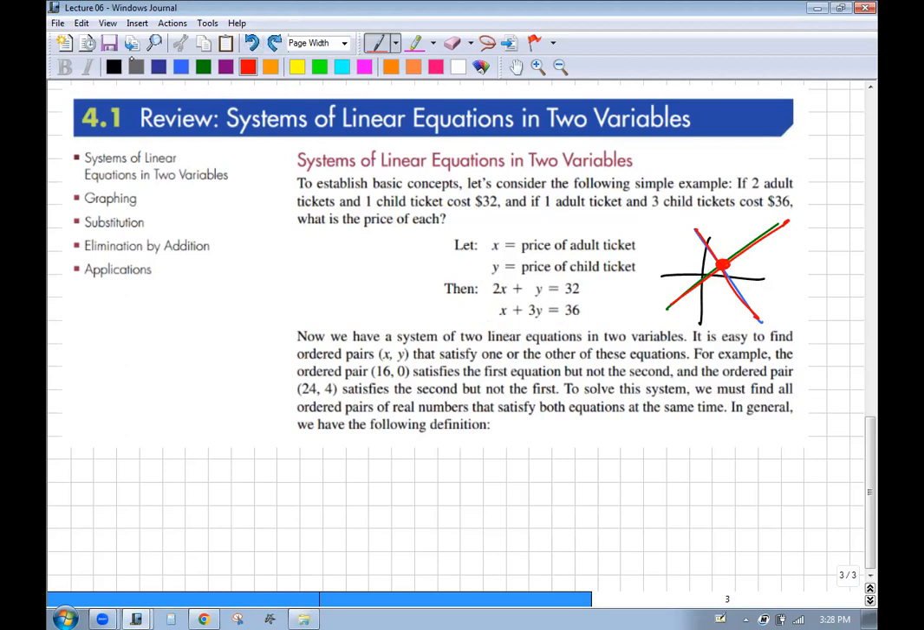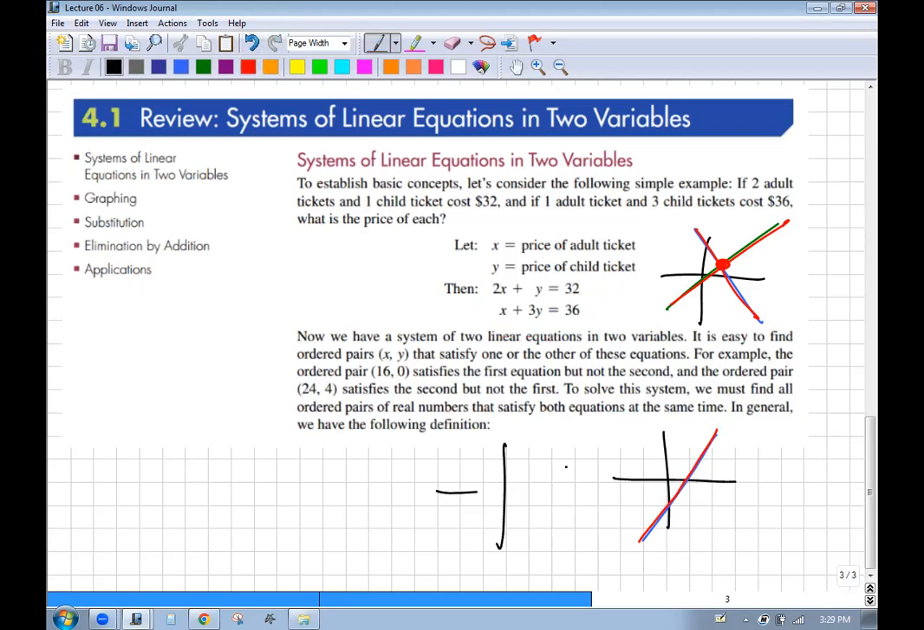Now you will also have situations where these are the same line, right? Where here's one line and the other line is the same line, in which case there's an infinite number of solutions to the two equations.